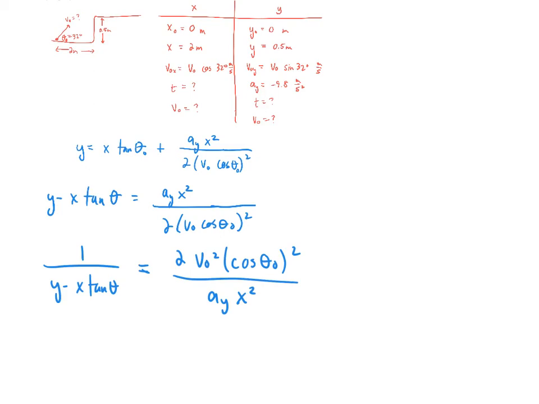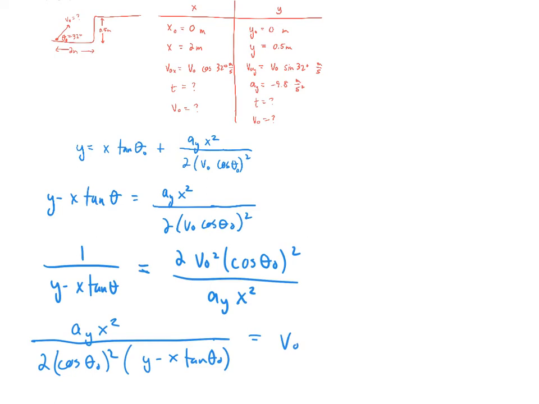So the left side term becomes the following: 2 a y x squared all over 2 cosine theta naught squared, parentheses, y minus x tan theta naught. And that's going to equal v0 squared. So how do I get v0 by itself if that equals v0 squared? I simply take the square root of both sides. Look at all the work it just took me to get v by itself. That's what I'm getting at.